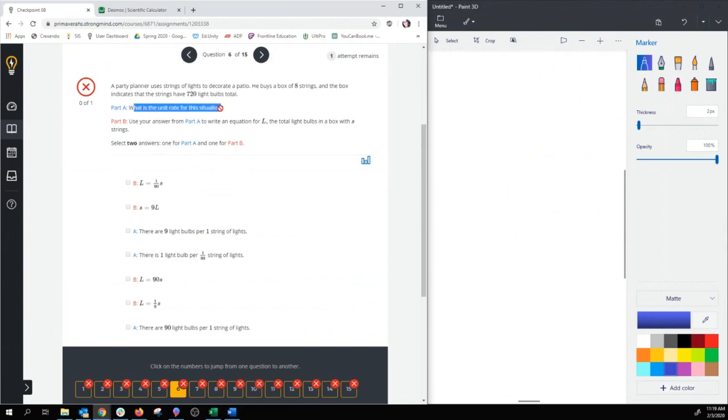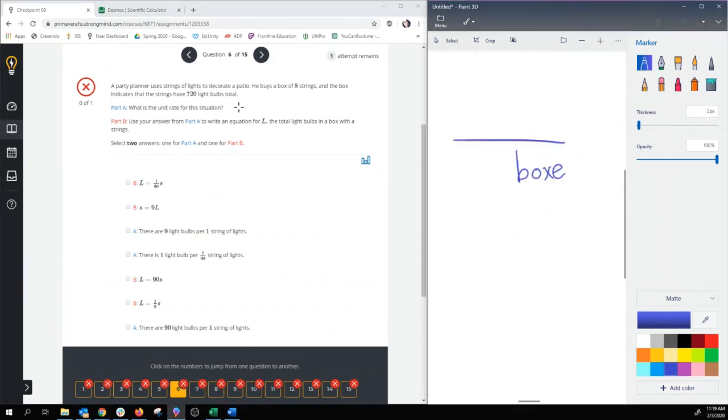Okay, so for part A, we want to know the unit rate. So how many total boxes does he buy of string? Buys 8, perfect. And how many light bulbs are in all 8 of those boxes? 720, perfect. Yeah. So to figure out how many light bulbs there are per string, whoops, this is string, not boxes. I don't know where I got boxes from.